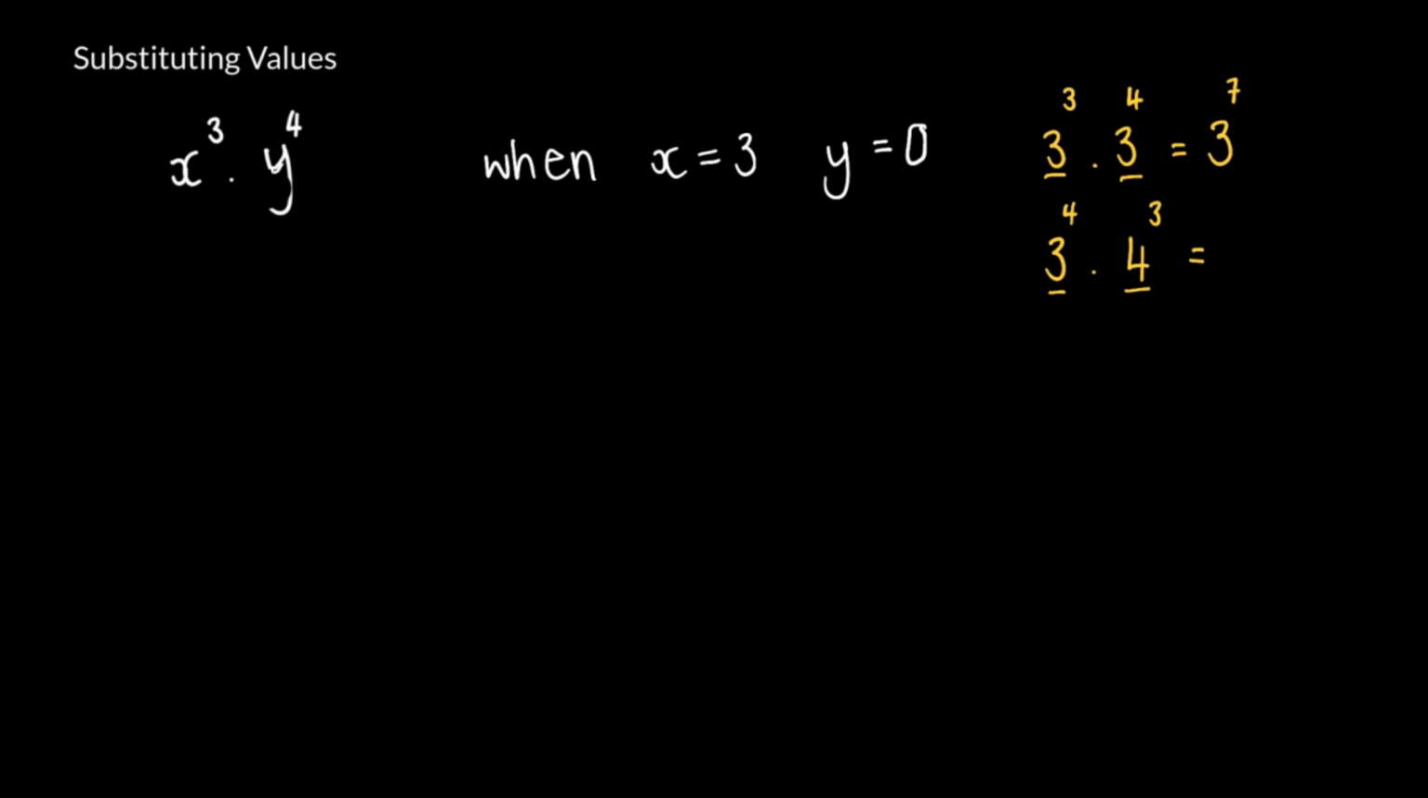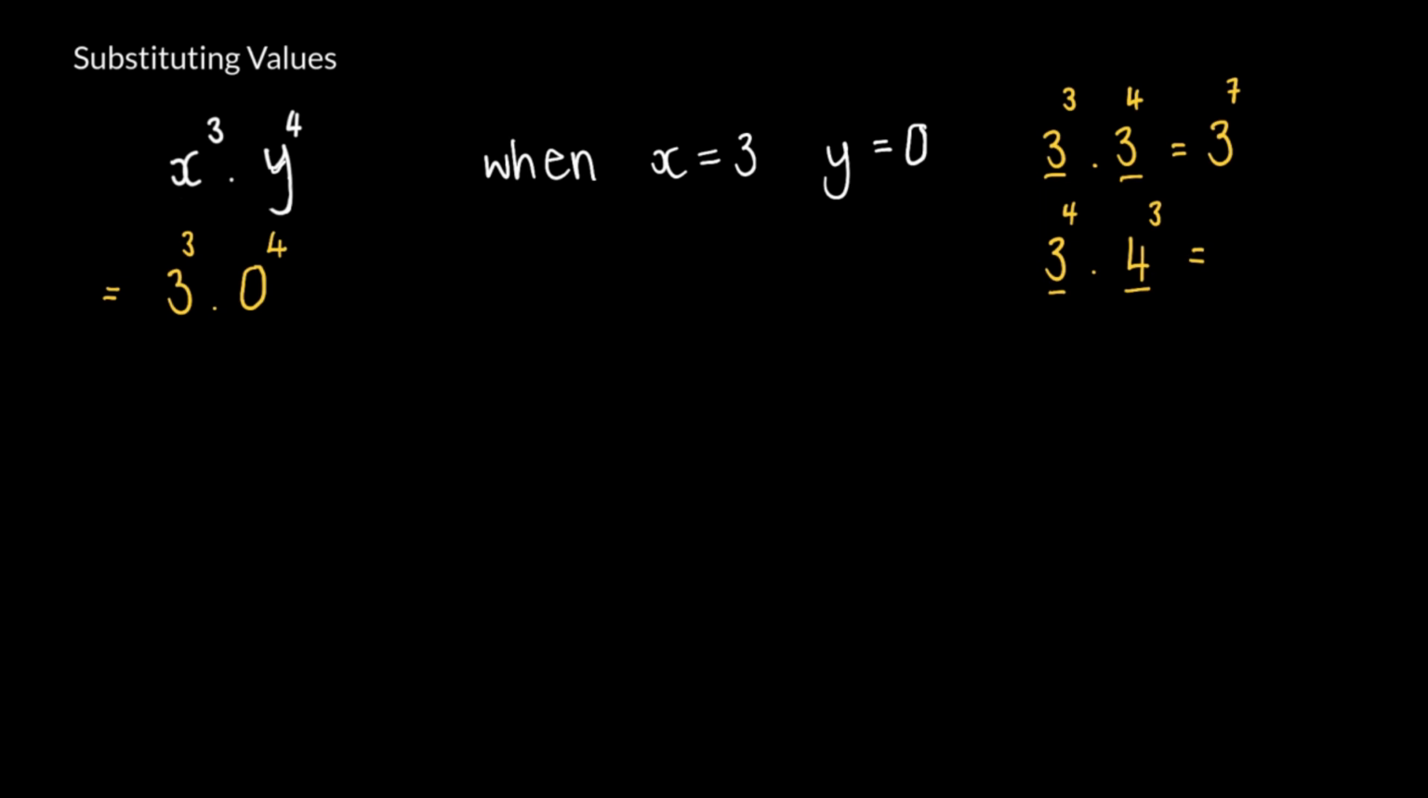So we're going to substitute, and I'm going to show you exactly what the answer is going to be. And then you'll see why the answer is actually 0. All right, so we know that wherever we see an x, we're going to replace it with 3, and wherever we see a y, we're going to replace it with 0. So now I've got here x to the power 3 is going to be equal to 3 to the power 3 multiplied by, y is going to be replaced by 0, 0 to the power 4.